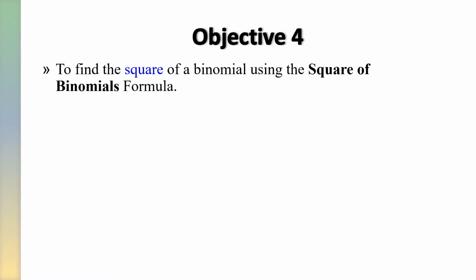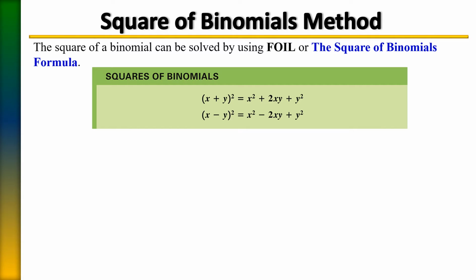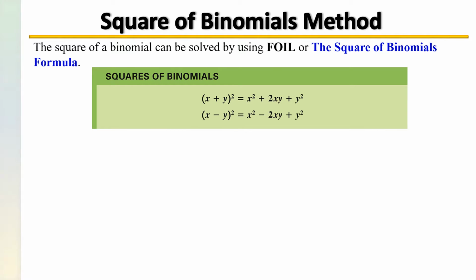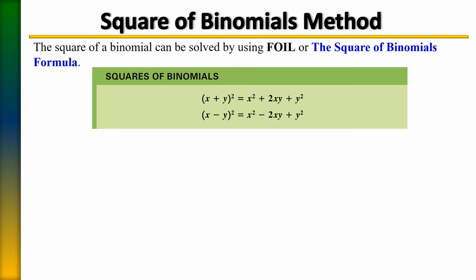In this lesson, we're going to find the square of a binomial using the square of binomial formula. The square of binomial method. Whenever you have a square of a binomial, you'll know it because you'll have a binomial with a little 2 in the upper right-hand corner, your exponent, whether the binomial has a plus between the terms or minus. Anytime that binomial is squared, you have 2 of them.